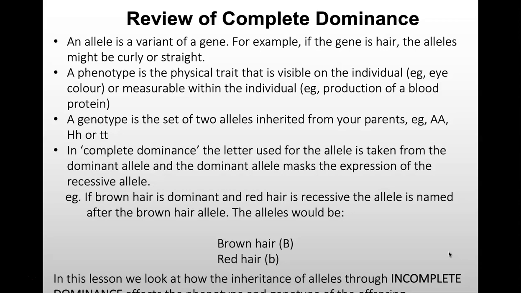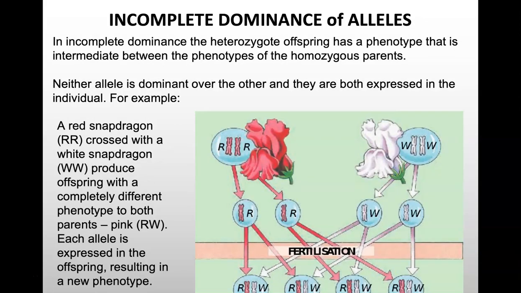In this lesson, we're looking at how the inheritance of alleles through incomplete dominance affects the phenotype and genotype of the offspring. Okay, incomplete dominance of alleles. In incomplete dominance, the heterozygote offspring has a phenotype that is intermediate between the phenotypes of the two homozygous parents. Neither allele is dominant over the other, and they are both expressed in the individual.